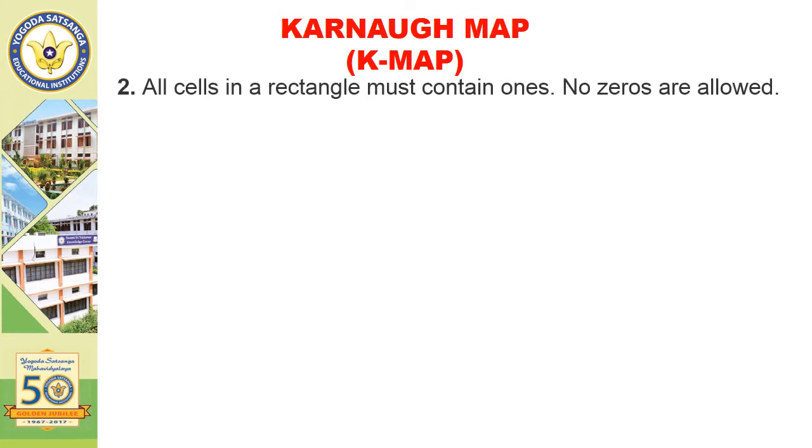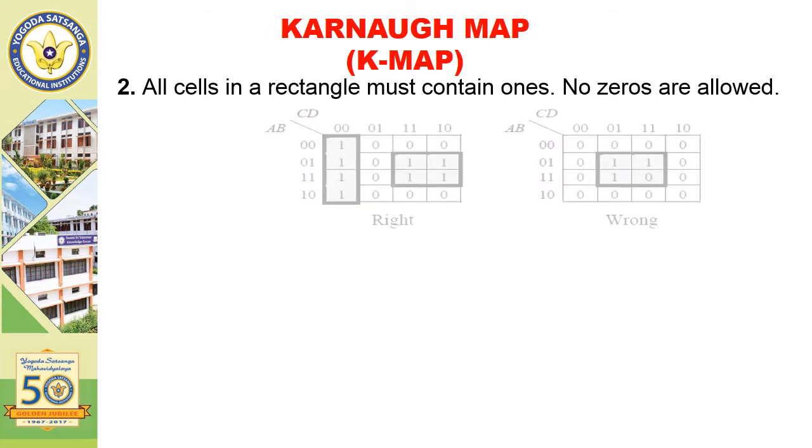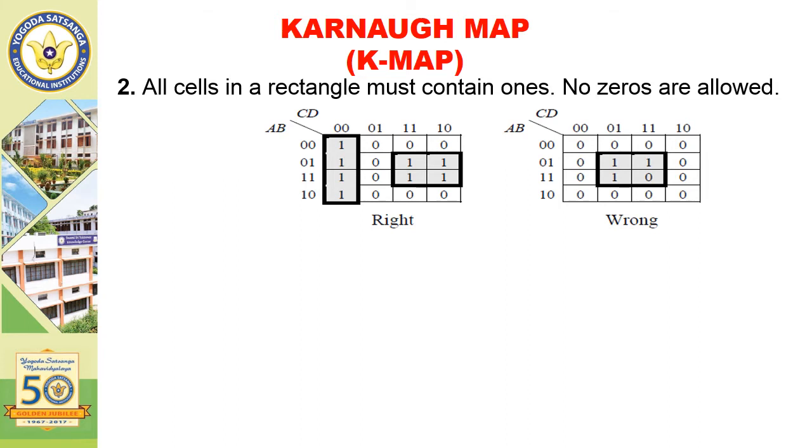The second rule is that all the rectangles must contain the value 1, not 0. Means we only group the value of 1 in the K-map, not 0.